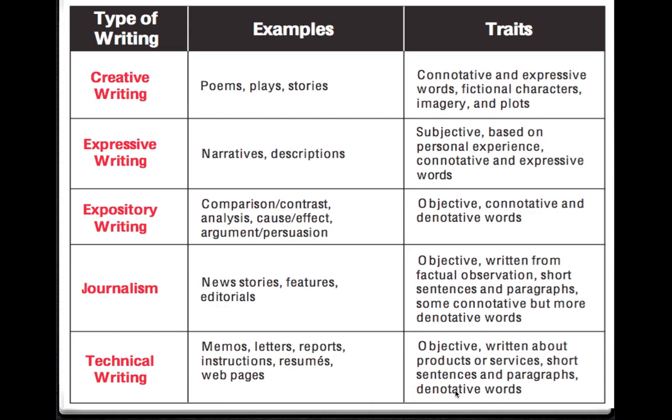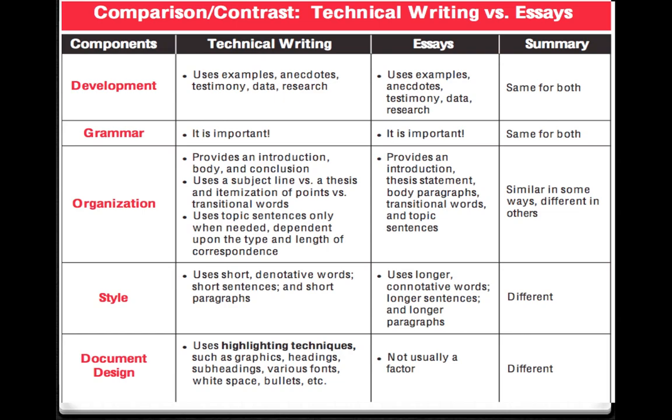As I already told you, denotative words are the words which have literal and primary meanings, or we can say the dictionary meaning. Then we have technical writing versus essay. What is essay and what is technical writing? Basically these are the components of any kind of writing: development, grammar, organization, style, and document design. In development, technical writing uses examples, anecdotes, testimony, data, and research, and it is the same for essays. Grammar is very important for both types of writing.